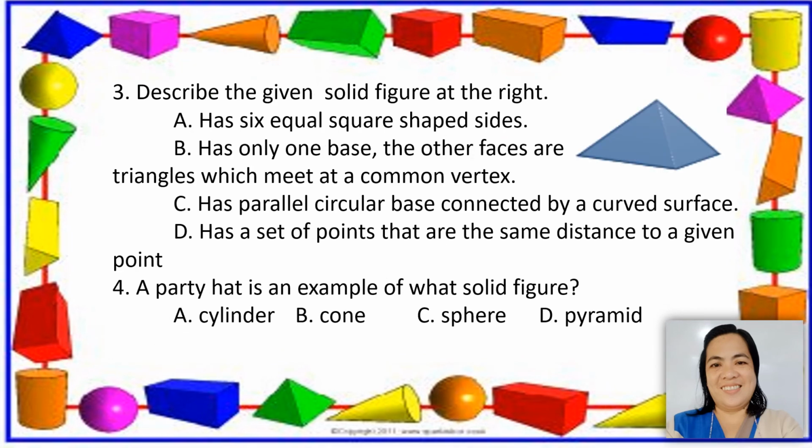Number 3, describe the given solid figure at the right. A, has 6 equal square-shaped sides. B, has only one base. The other faces are triangles which meet at a common vertex. C, has parallel circular bases connected by a curved surface. D, has a set of points that are the same distance to a given point. Encircle the letter of your answer. Number 4, a party hat is an example of what solid figure? A, cylinder. B, cone. C, sphere. D, pyramid. Try to encircle the letter of your answer.